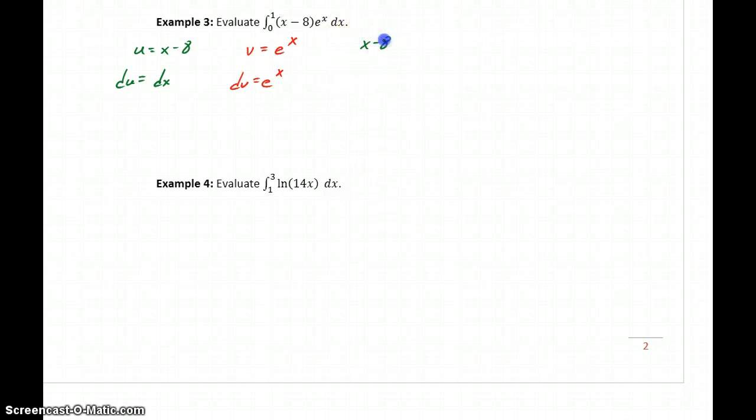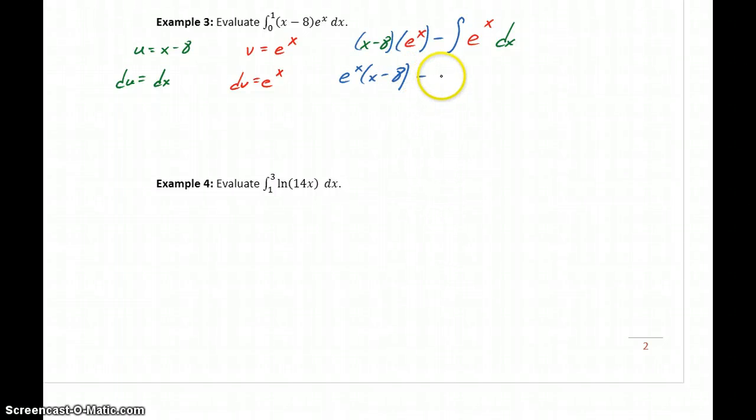So we'll get x minus 8 times e to the x for u times v, minus the integral of e to the x dx. So this will become e to the x times x minus 8 minus e to the x. The integral of e to the x is just e to the x.